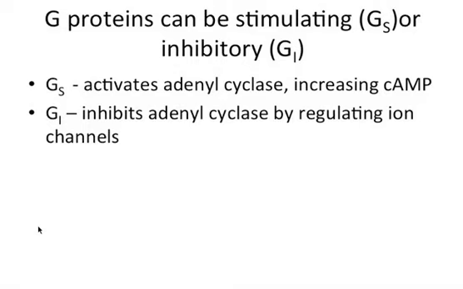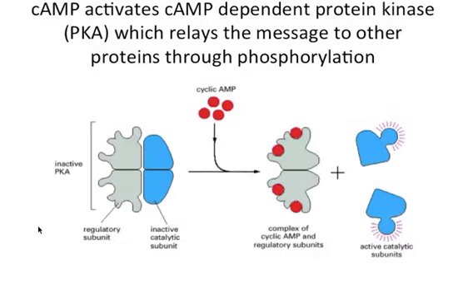Well, the other thing to think about also is that G proteins, they could be stimulating or inhibitory. So there's one G protein, that G sub S, the stimulating one, that activates adenyl cyclase, which increases cyclic AMP. And then there's an inhibitory version of the G protein, which will inhibit adenyl cyclase. And it does this by regulating ion channels. Okay, so what am I talking about?